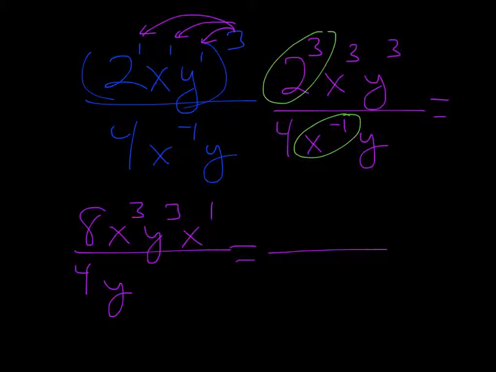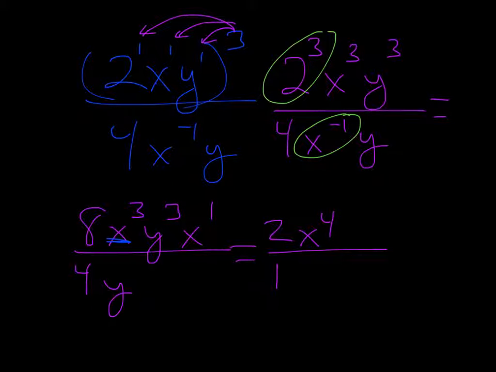First thing I want to do is I maybe want to simplify my numbers. So 8 over 4 are both divisible by 4. So 8 divided by 4 is 2, and 4 divided by 4 is just 1. It doesn't matter if you put that 1 there. The next thing I want to do is I see a bunch of x's on the same level. So if they're on the same level, that's where we add our exponents. So that's going to be x to the fourth.